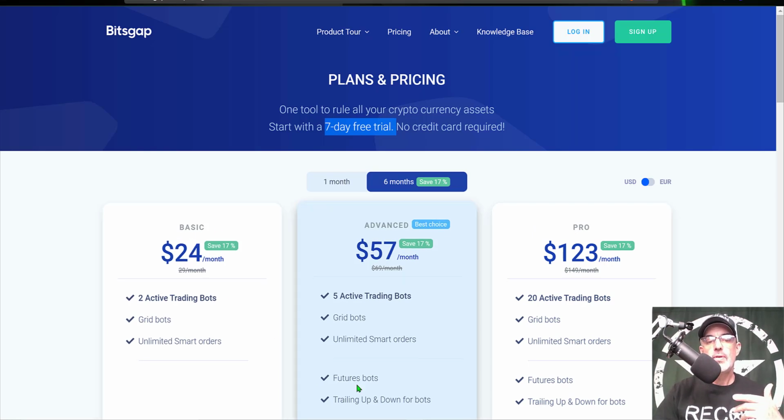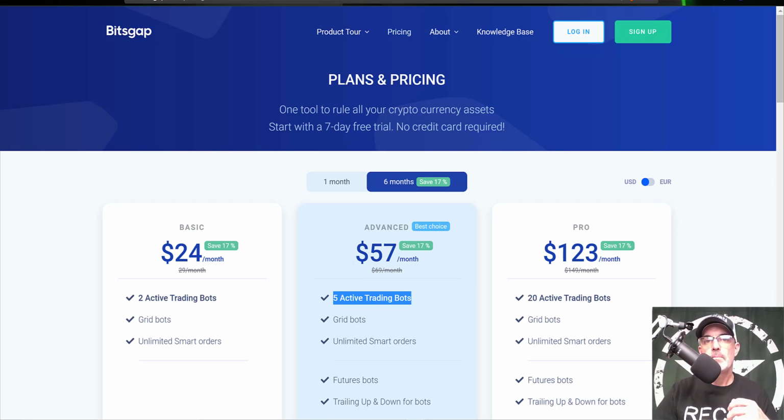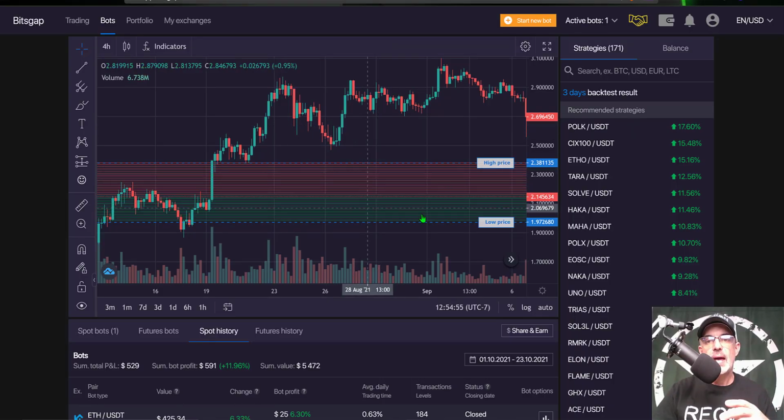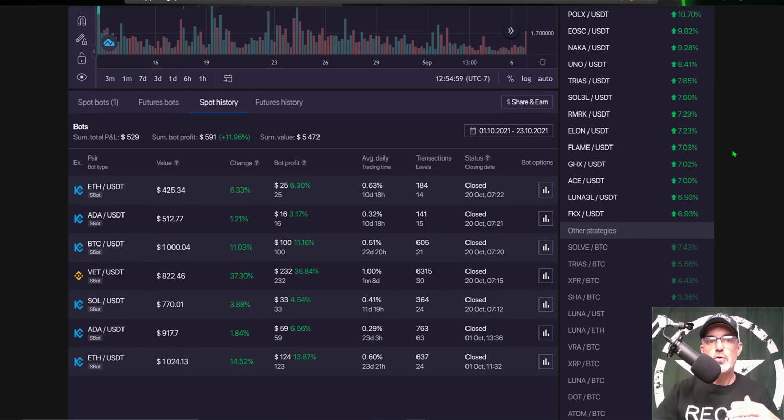However, if you want the trailing up and trailing down features, which really is the main weapon of BITSGAP, then you'll want to step up to, at minimum, the advanced plan, which will also get you 5 active live trading bots.